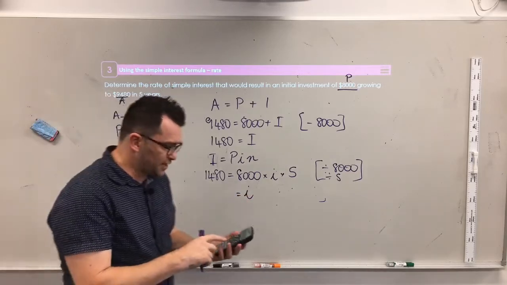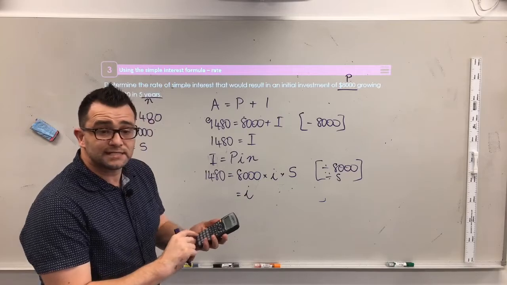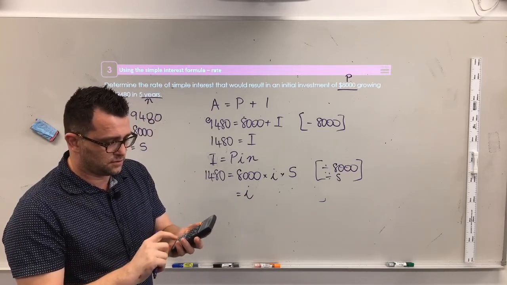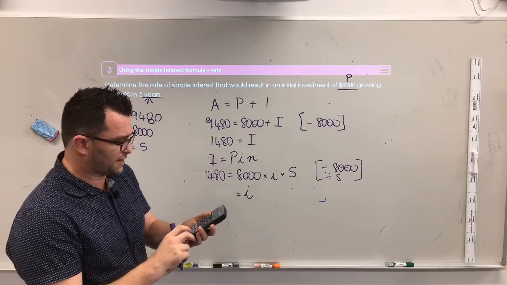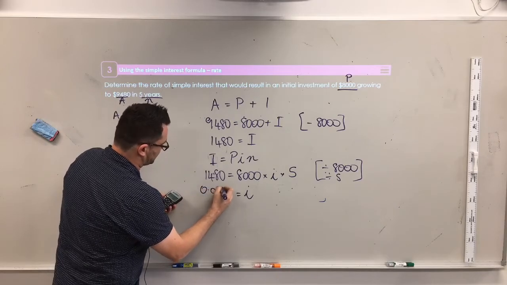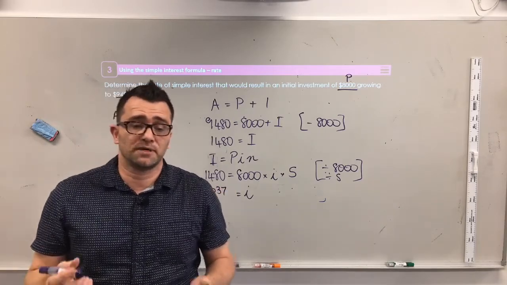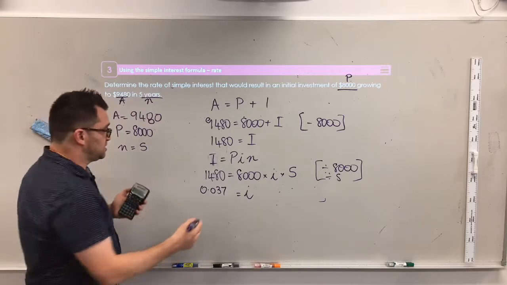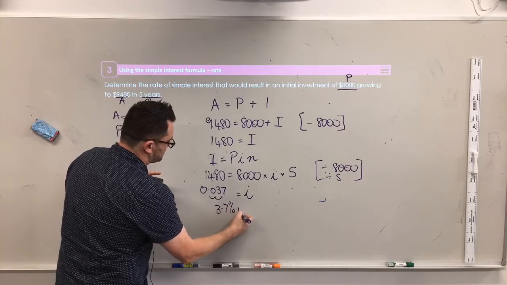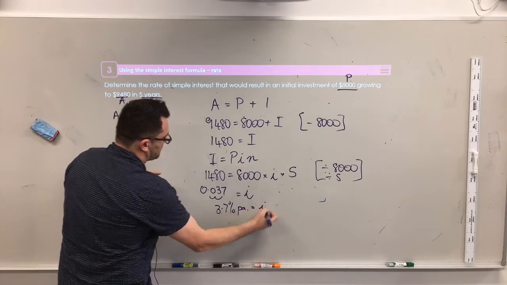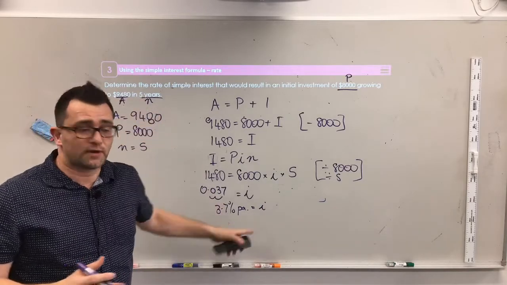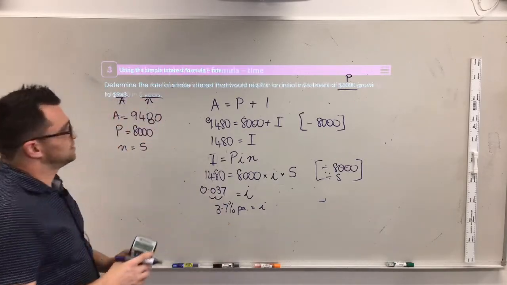Grab our trusty calculator. So 1480 divided by 8,000 divided by 5, and I get 0.037. So that's as a decimal at the moment. Interest rates are normally expressed as a percentage. So move our decimal place 2 places, 3.7% per annum, because everything that we've been doing is in years, so we know we're in per annum. Let's move on.